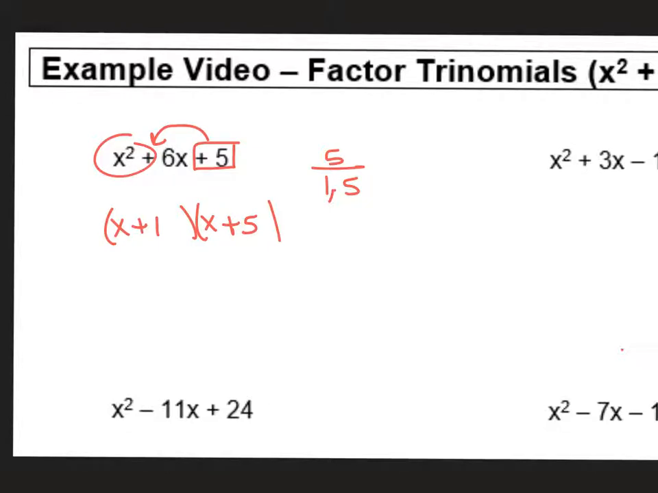So how do we check our answer? Or how are you going to show me that you thought through this? You're going to say, all right, well, I know that x times 5 is 5x and 1 times x is 1x, and 5x plus x is how we're going to get that 6x if we were to multiply that through. So we got it.